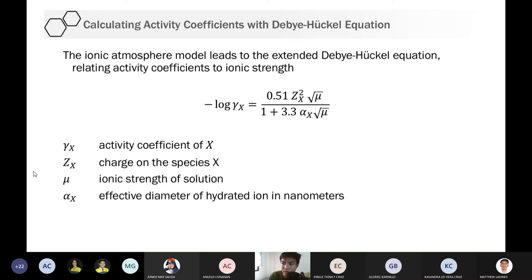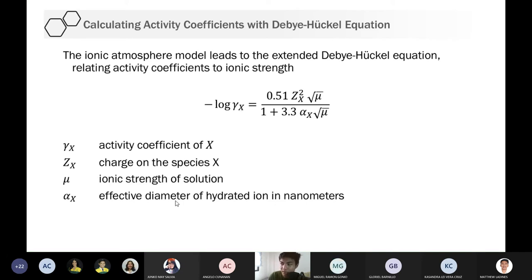We have the z-squared, the charge. So, that's why, as I said earlier, the charge affects the value of gamma. Also, we have the mu, okay? So, that's the ionic strength. Depending on your ionic strength, your mu will have different values, and your gamma will have different values.